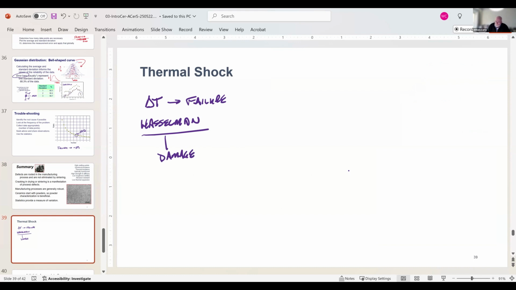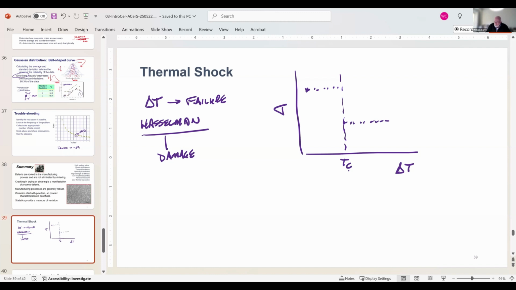So what he did was they took a series of rods, okay, they have a delta T here, and they measured strength. And they looked at those rods, and then they thermal shocked them, right? And they got this, and then abruptly, at a specific temperature, this is their critical temperature, the strength dropped. For alumina, this value, delta T, is 150 degrees C.